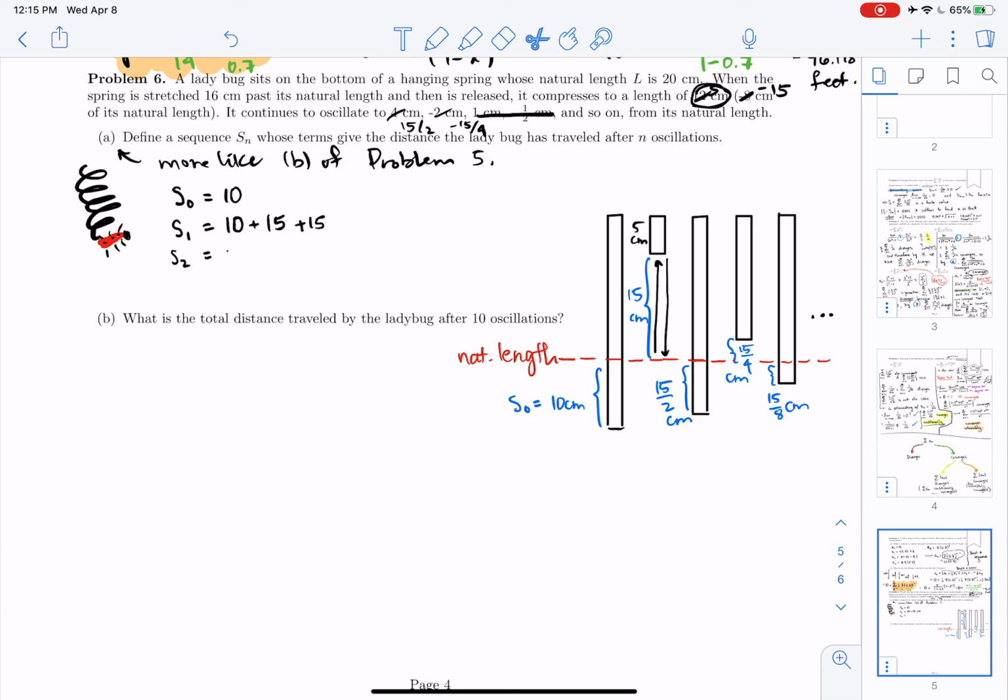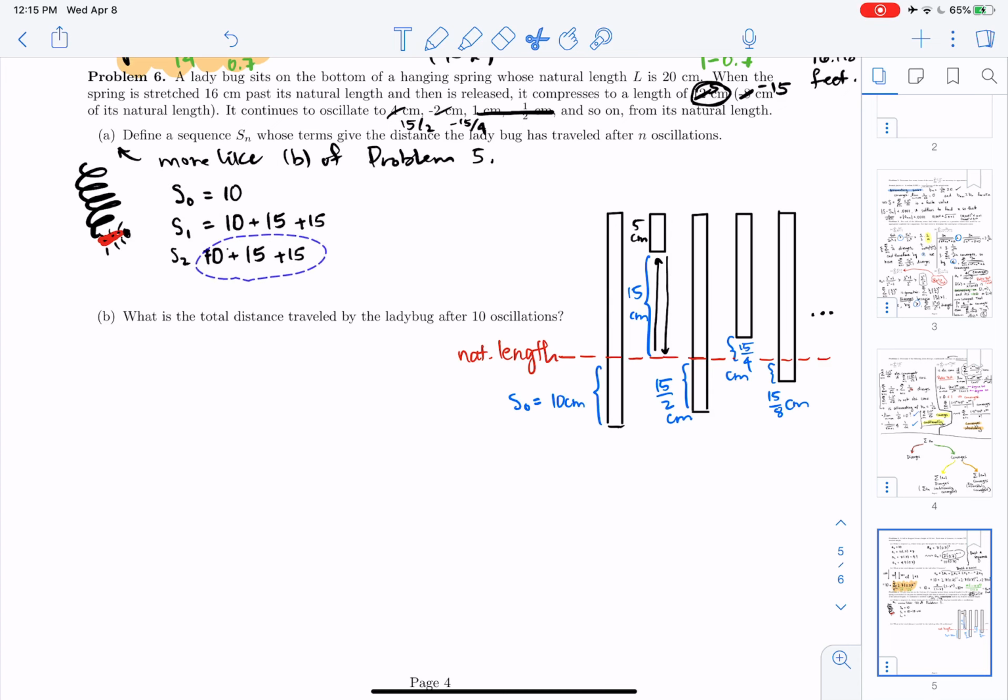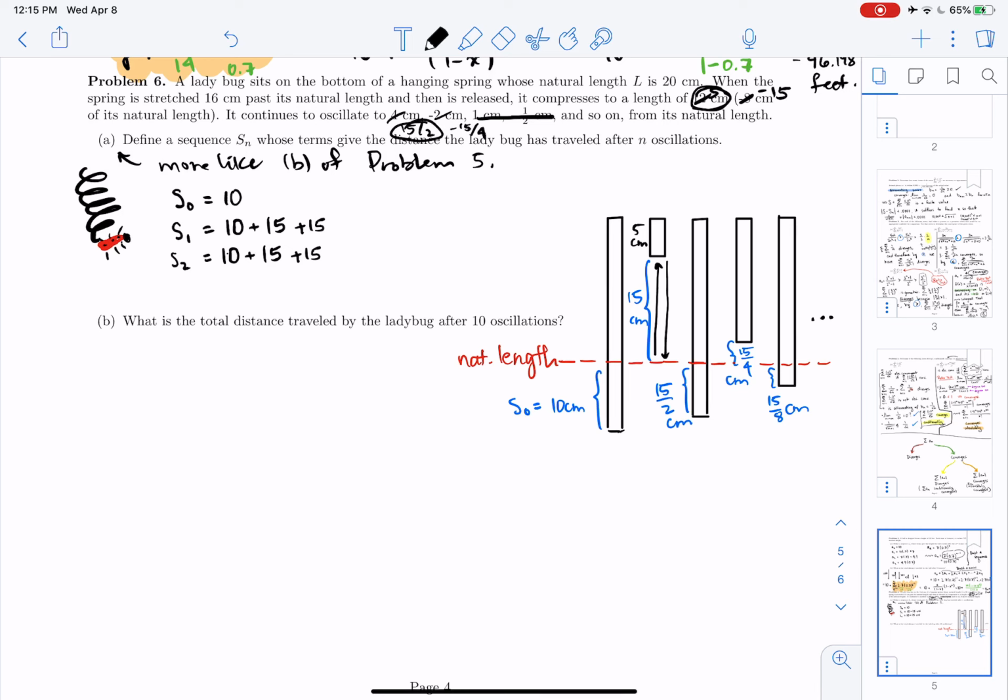What is S2? S2 is everything that's already happened, right? You've already traveled that distance, and now we're going to count how much distance is traveled in the next oscillation. Well, in the next oscillation, I want you to use 15 over 2 here. You travel 15 over 2 centimeters down, but then you have to travel back up to get back to the natural length. So this is 15 over 2 plus another 15 over 2. All right, just maybe for finality, we so far have traveled that distance. Now the next distance that we travel is 15 fourths, and then we have to come back 15 fourths. So hopefully you're starting to see a pattern here.